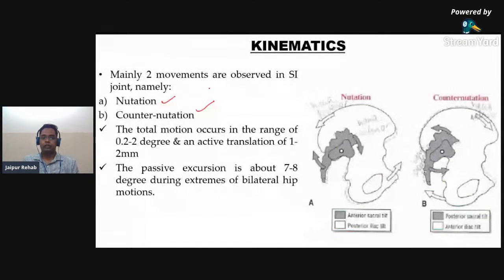So the total motion that occurs is in the range of 0.2 to 2 degrees and an active translation of 1 to 2 millimeters is observed in the sacrum, right? The passive excursion is about 7 to 8 degrees during extremes of bilateral hip motion, as observed here, right?